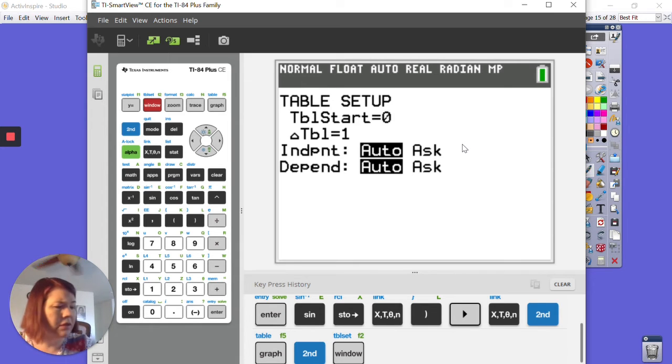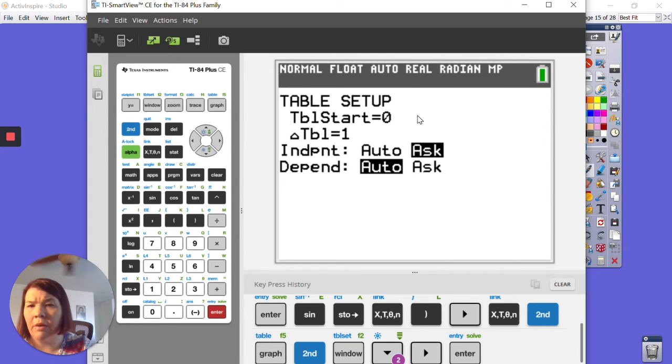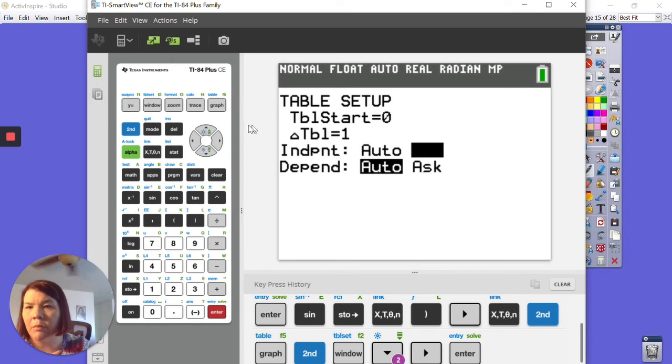It looks like I want to set my own. So I want to make it ask, not auto, so then I don't have to worry about any of this. If I want the table to be generated by the calculator, I put it on auto. If I want to put in my own values, I put it on ask. Then we go back to table.